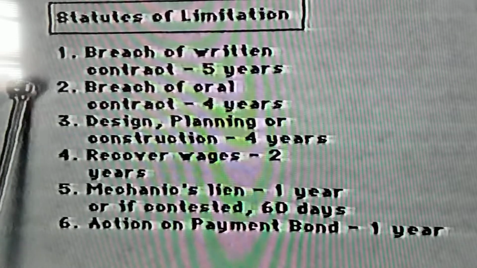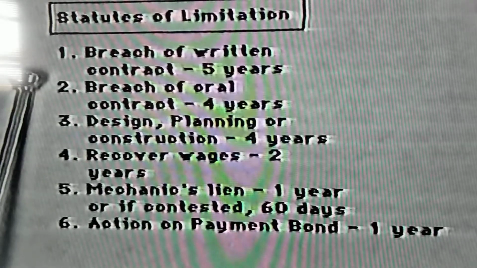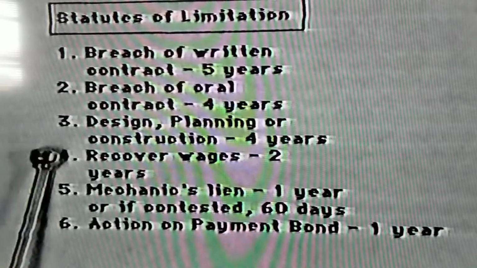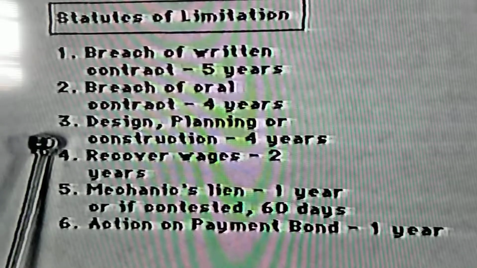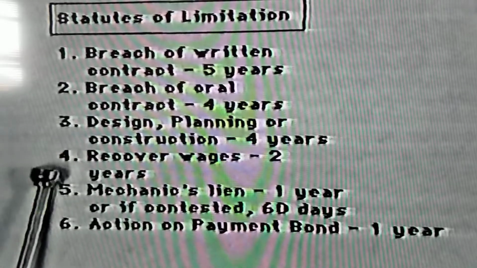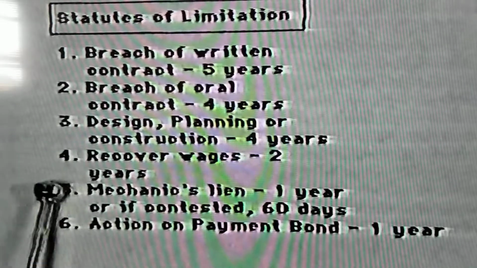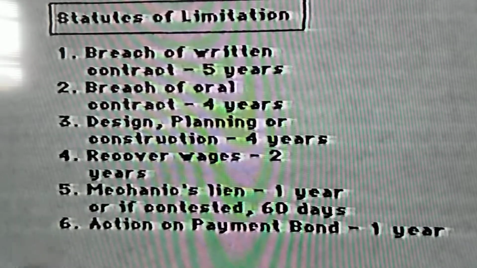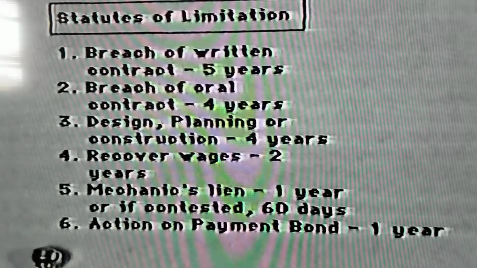A breach of a written contract, you have 5 years to actually bring an action in a case like that. For an oil contract, you have 4 years. For design, planning, or construction, you have 4 years. To recover wages, 2 years. A mechanic's lien is 1 year, or if the lien is contested, 60 days. And an action on a payment bond is 1 year.